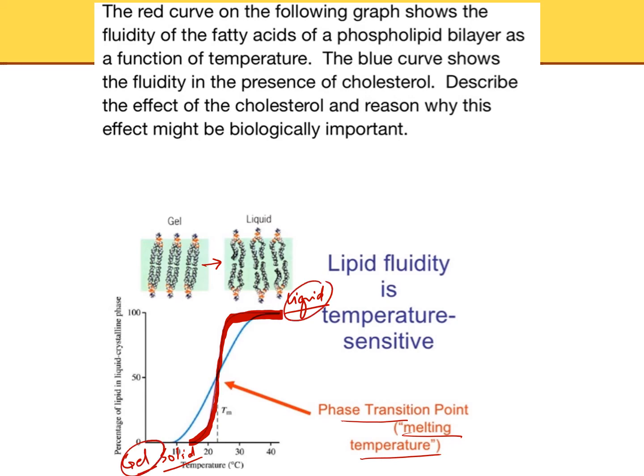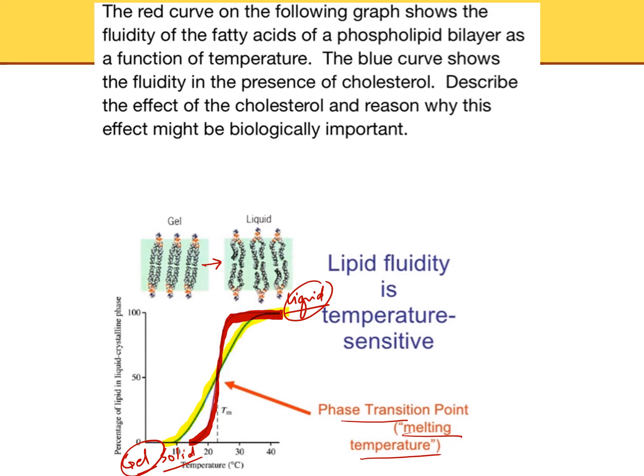So as you increase the temperature, it causes disruption of this phospholipid hydrophobic interaction. It causes a sharp transition from gel state or solid state to a liquid state. Now if you have cholesterol, and that's shown here, what cholesterol does is it prevents this sharp transition. It actually serves as a buffer, right?